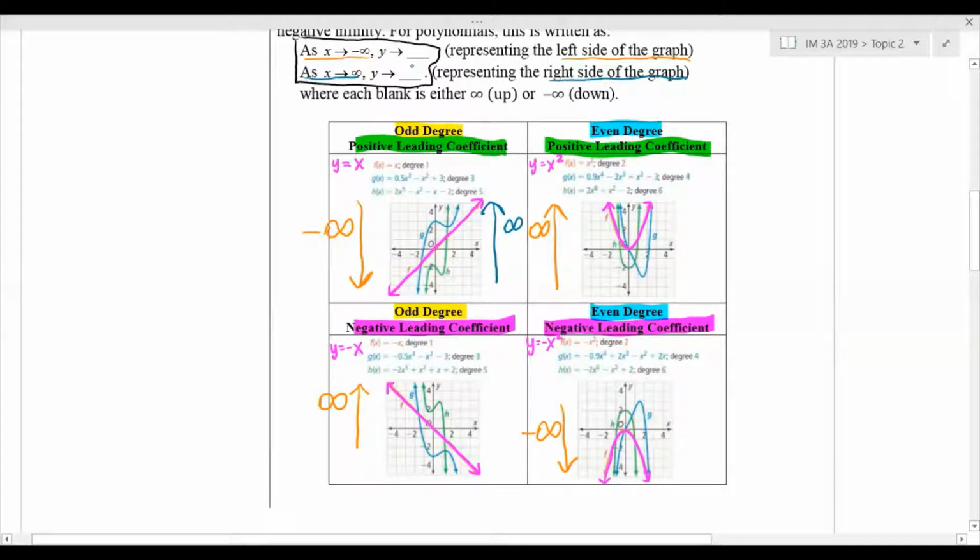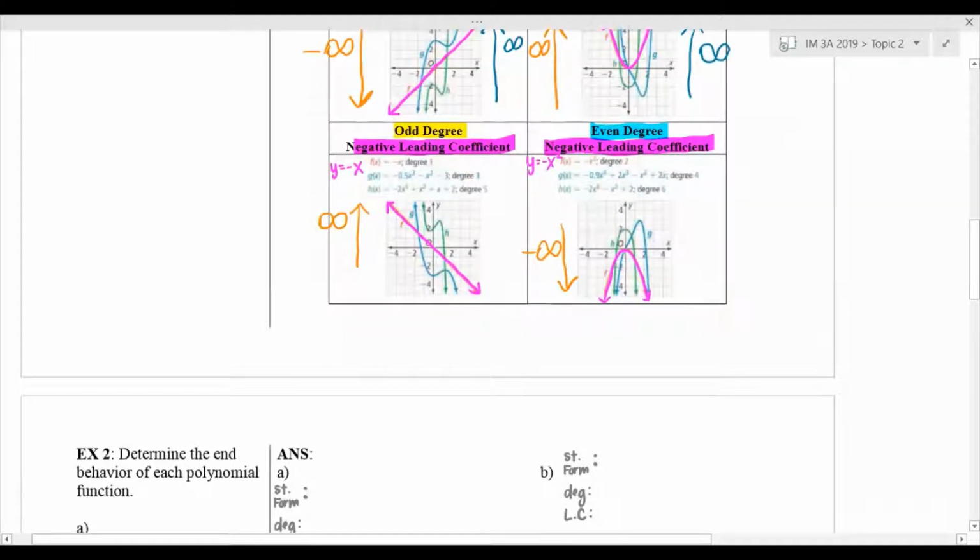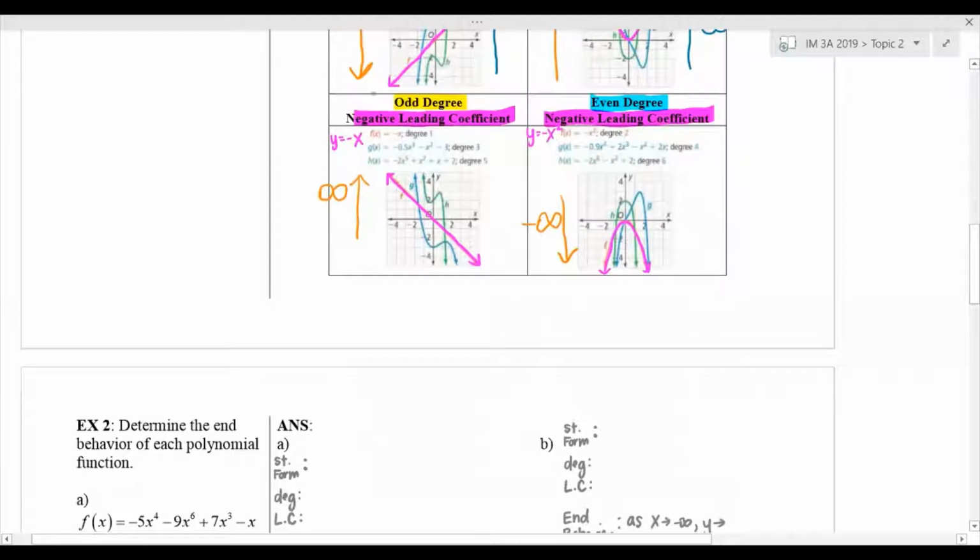For an even degree with a positive leading coefficient, the graph is also pointing up on the right. And so that end behavior as x approaches infinity is that y is also approaching infinity. Finally, when I have a negative leading coefficient, if my degree is odd, notice all the arrows are pointing down. So that means the right side end behavior is going to be approaching negative infinity.